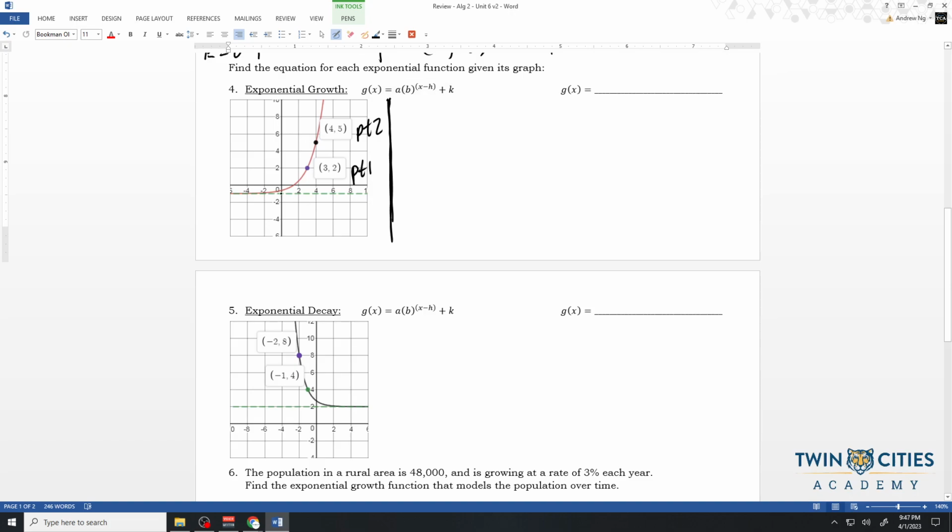So I start with what I think is kind of the easiest thing, the horizontal asymptote. I've got a horizontal asymptote at y equals k. That's kind of the formula for it. Well, what is the horizontal asymptote here? It's at y equals negative 1. So this tells me that k must be negative 1.